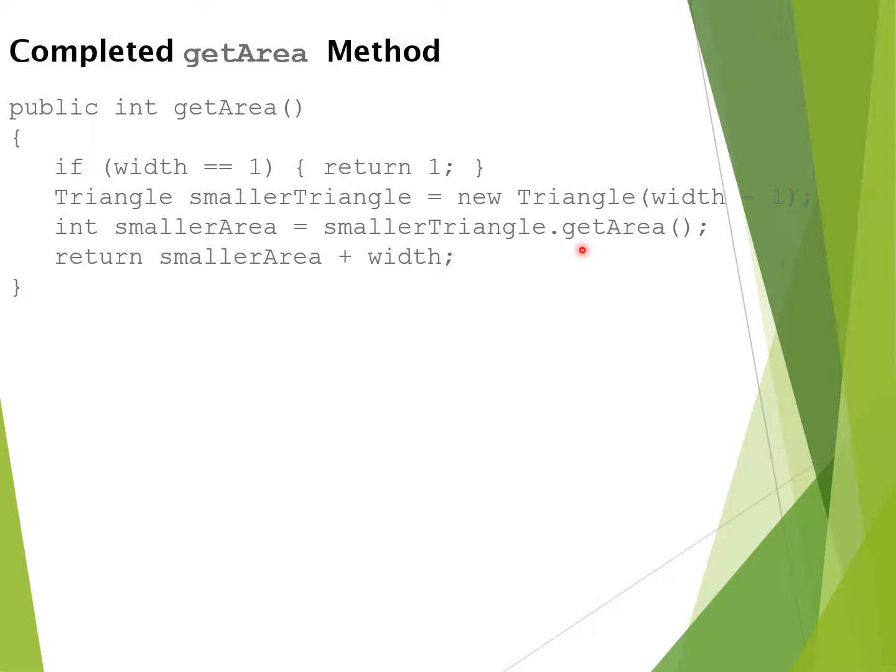That's what makes this solution a recursive solution. So a smaller triangle calls the getArea method again to find out the area of the smaller triangle that we created in the previous line. And in the last line, you simply say return the smaller area that is calculated by getArea method itself plus the width of the original triangle. This way, you are returning the correct number as the area of the larger triangle.